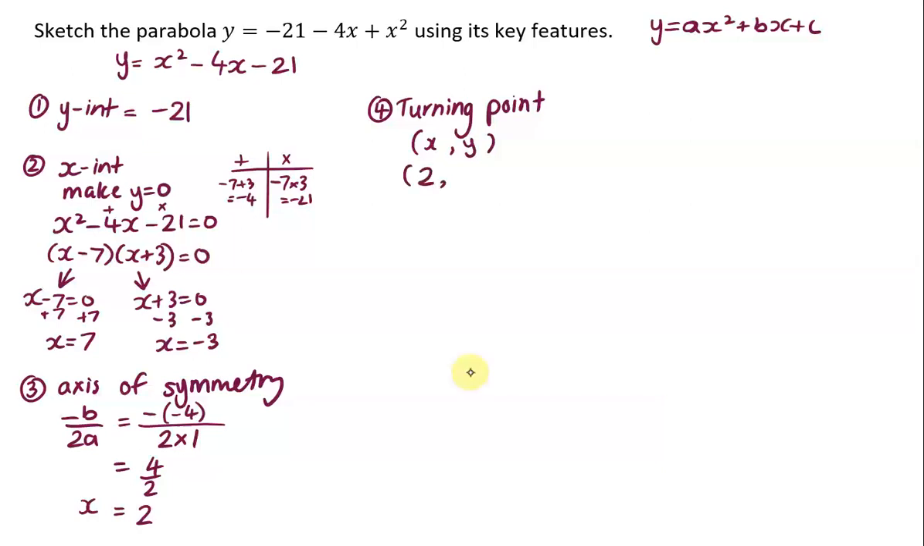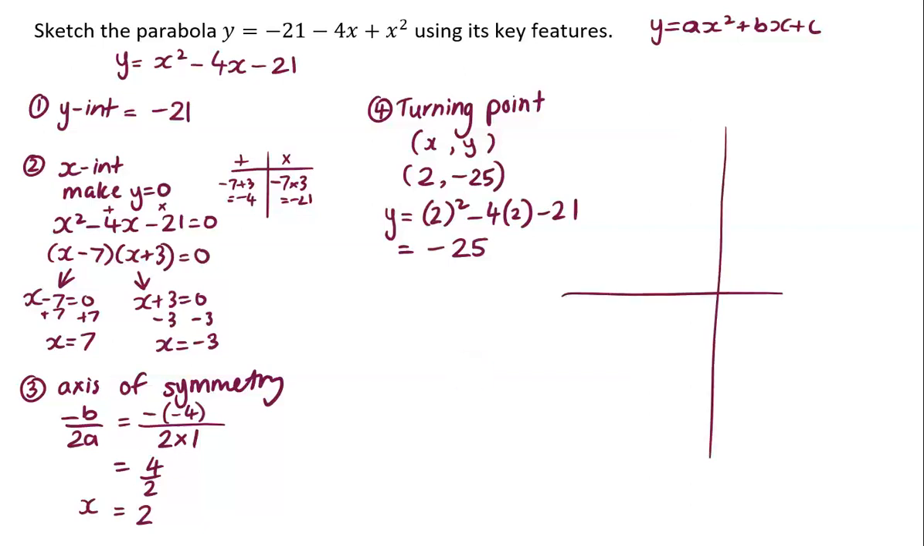The y coordinate, we have to use our equation to work it out. So we substitute x equals 2 into the equation and we have y equals 2 squared minus 4 times 2 minus 21. And so we have 2 squared, so 4, minus 8, minus 21 gives us negative 25 for our y coordinate of the turning point. So we've got the 4 key features we need for sketching our parabola.